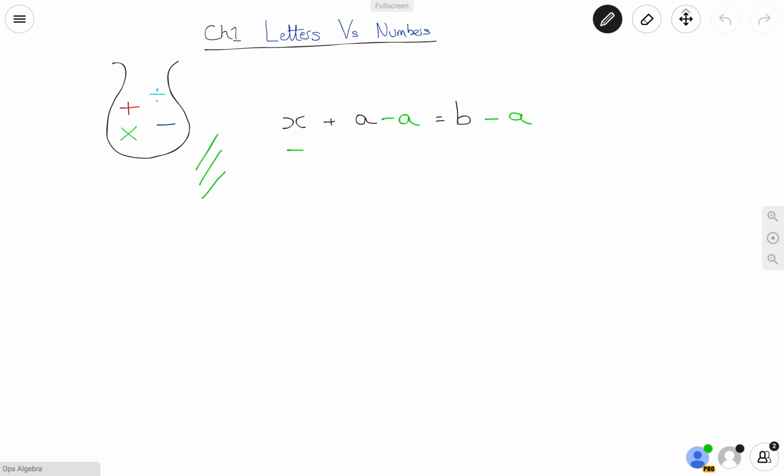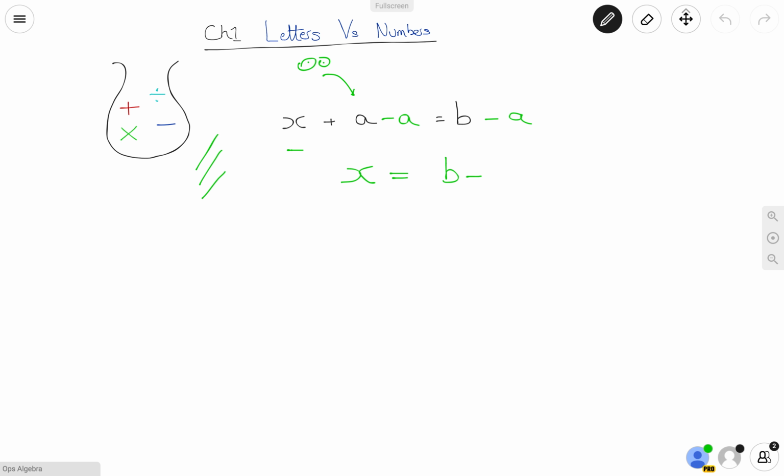And what do I get? Well, look. Look here. Look right there. x plus a minus a. That's just 0. You know? Add a pair, minus a pair. 0 pairs. Okay? So I get x equals, and on the right, b minus a.